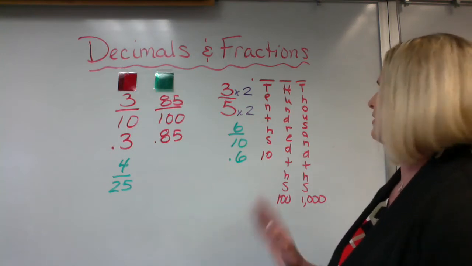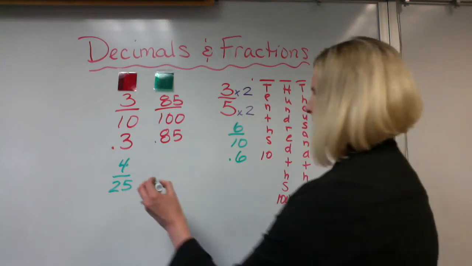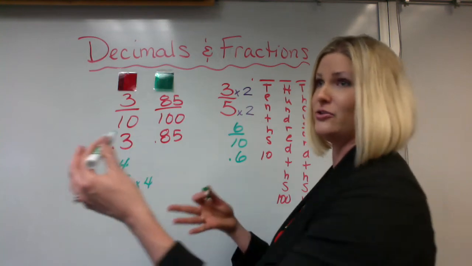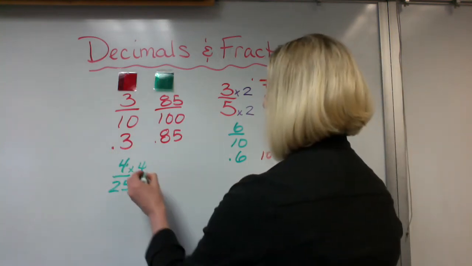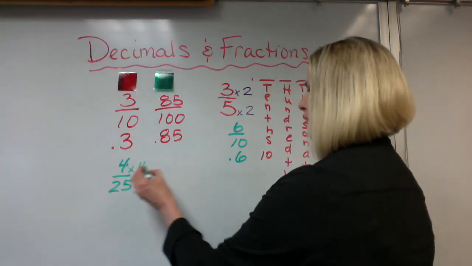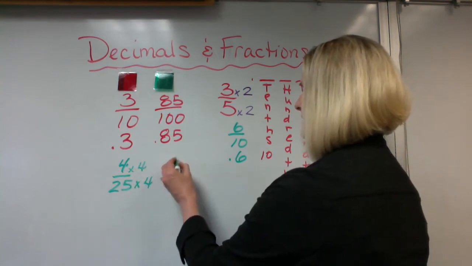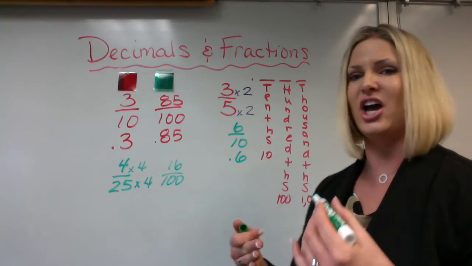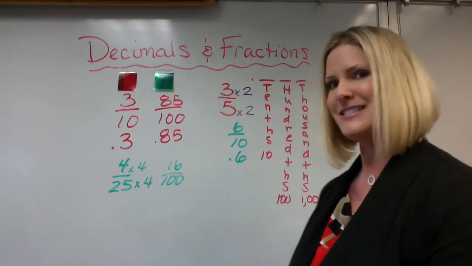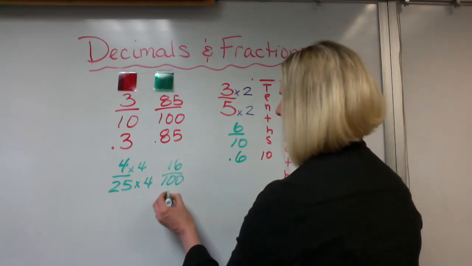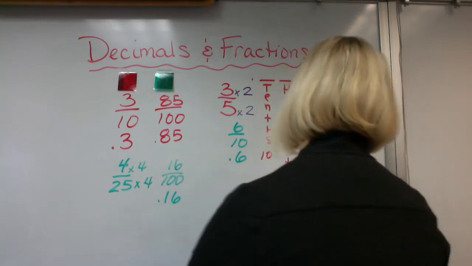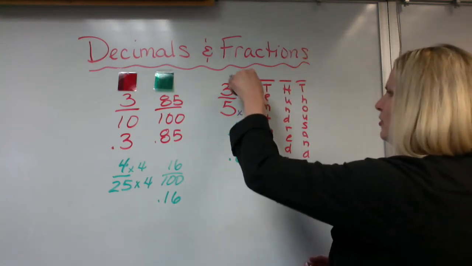So what would I have to do to the 25 to get 100? Times it by 4. So whatever you do to the denominator, you do to the numerator. So I times that by 4. The equivalent fraction that I would get for 4/25 would be 16 hundredths. So now when we say 16 hundredths, you can see the decimal that would appear. 16 hundredths.